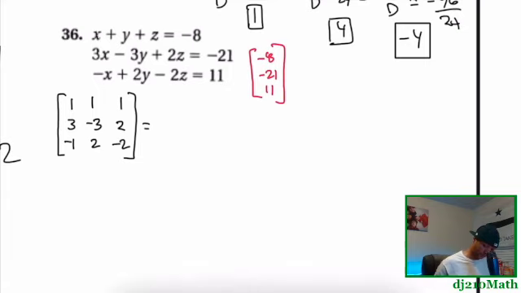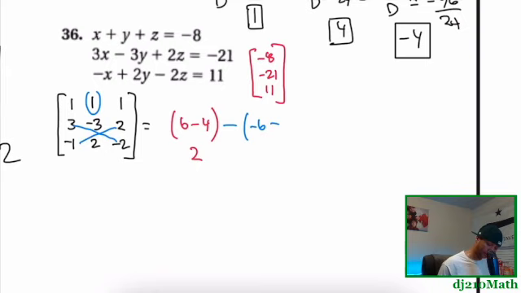So this is going to be, see if you can do it. 1 times this diagonal, 6 minus that diagonal. Want to do the math now? 6 minus 4, 2. Minus 1, right? This diagonal. So negative 6 minus this diagonal, negative 2. So plus 2. That's going to be negative 4 times a negative. So plus 4.